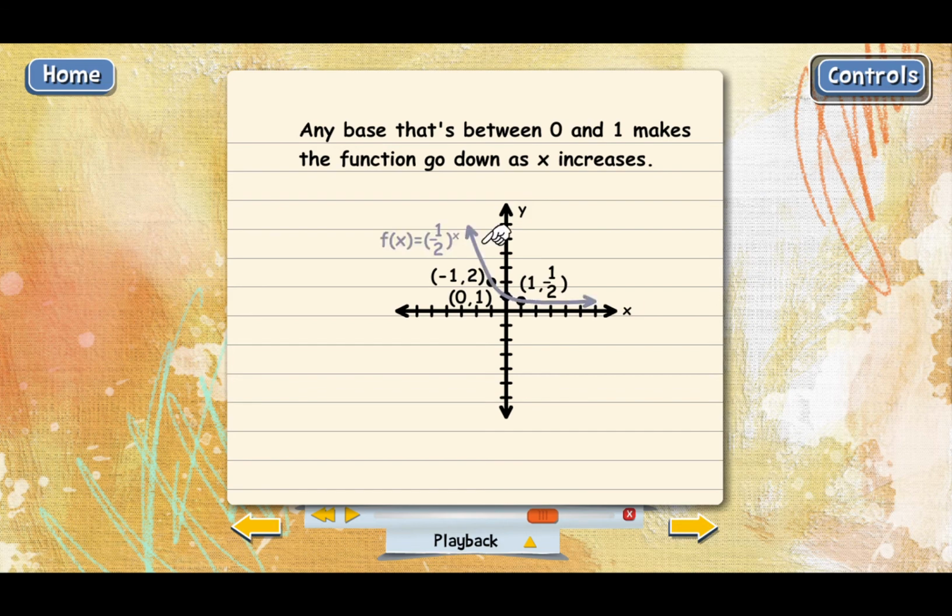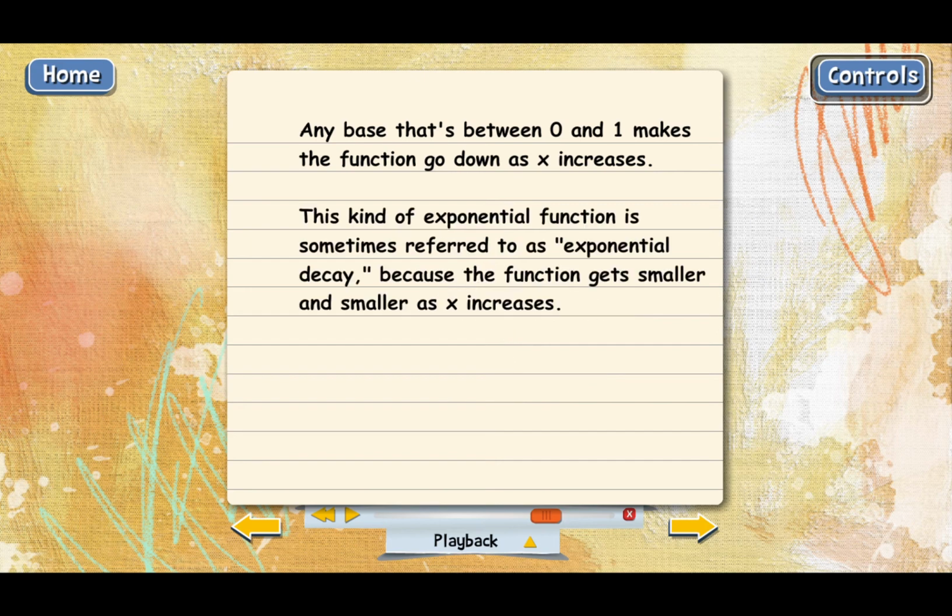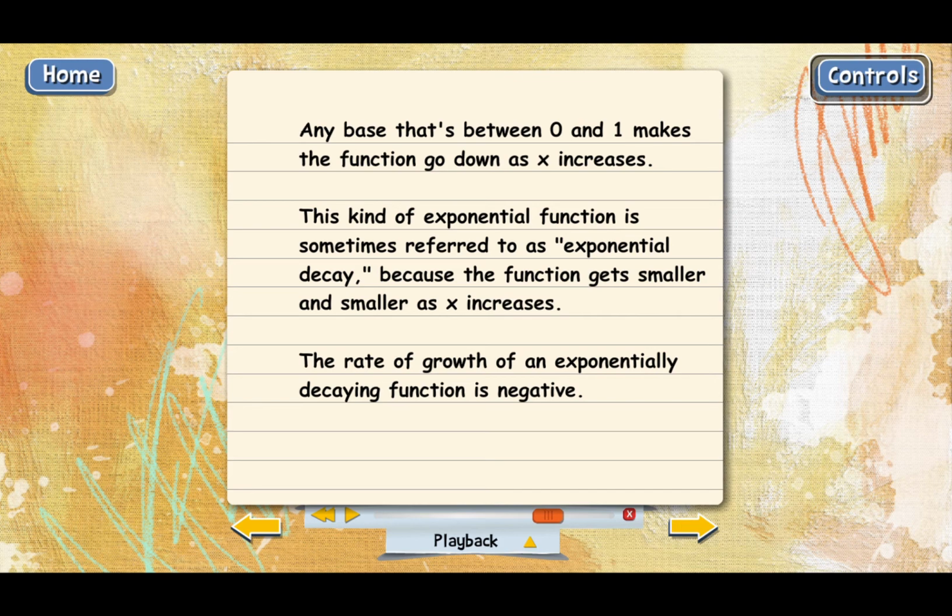And just to show you, here's the graph of 1/2 to the x again. And see, it's just getting smaller and smaller, the value of y is, as x heads toward positive infinity. And this kind of exponential function is actually called exponential decay, because the function is getting smaller as x increases, so it's decay. It's the opposite of exponential growth. And actually, in an exponentially decaying function, the growth rate is negative.